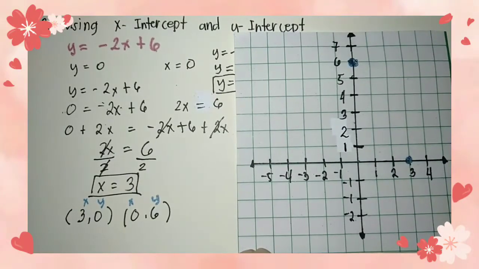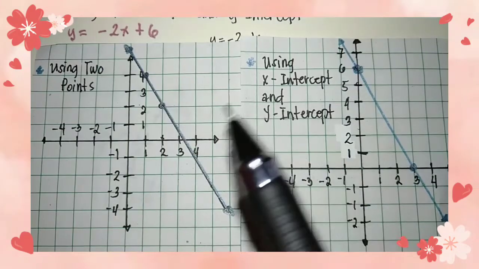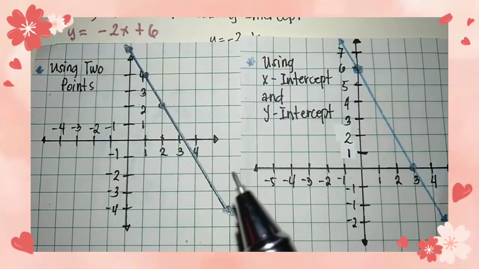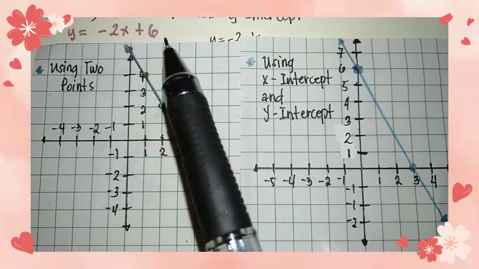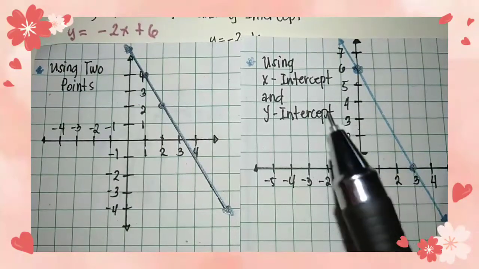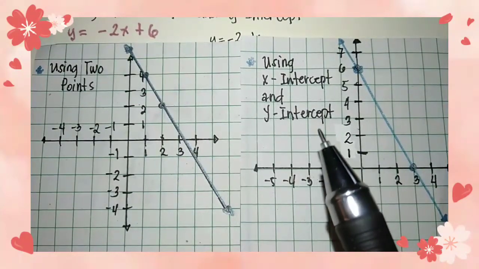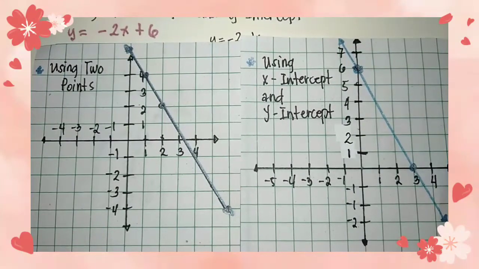Then, after that, you are just going to connect the dots in order for us to graph a line, right? As you can see, ito yung ginamit natin kanina on graphing linear equations: y is equal to negative 2x plus 6 using 2 points and using x-intercept and y-intercept. As you can see, parehas lang ba sila ng line? Yes, of course, parehas lang sila. Kasi kahit anong methods dyan, pwede nating gamitin in order for us to graph a linear equation. And of course, meron pa tayong dalawang methods na i-discuss right after this.